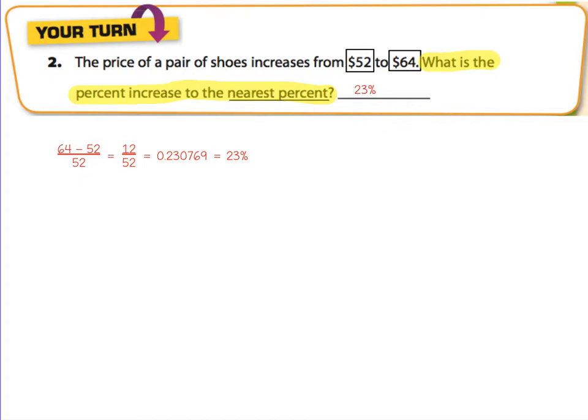All right, so you should have found that you were going to take your 64 minus 52. It's always greater minus smaller, so your greater value minus your lesser value. You should have found that you had 12 over 52, which gave you this nice decimal here. And we wanted to get the nearest percent, which was 23%. So 64 minus 52 is 12, divided by 52, and that gave you 23%.